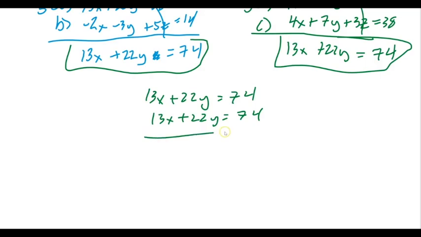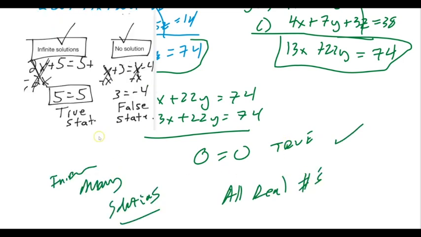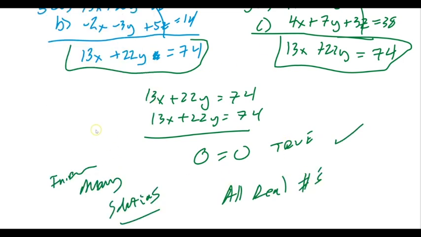Let's subtract them or whatever. You're going to get 0 equals 0. That is a true statement. When it's a true statement, you get infinitely many solutions. If it was a false statement, it would be no solution. In this case, it's a dependent system, infinitely many solutions. And that's the lesson.